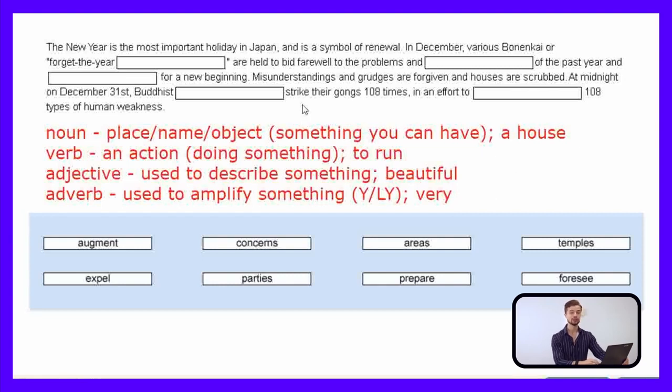So what can we hold? And keep in mind as well, if they say are held, we're going to look for something plural. So it has to be concerns, parties, areas, or temples. We narrow it down to 3 options. Now, grammatically, all of these fit, but we need to use our logic a little bit. If we hold something, can you hold a concern? Can you hold concerns? Not quite. You can have concerns, but you cannot hold concerns.